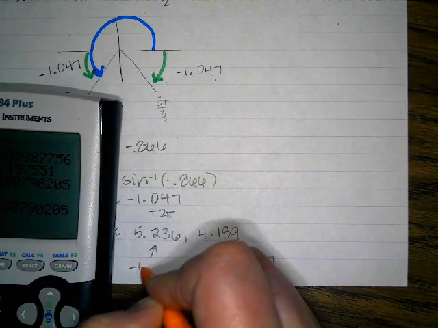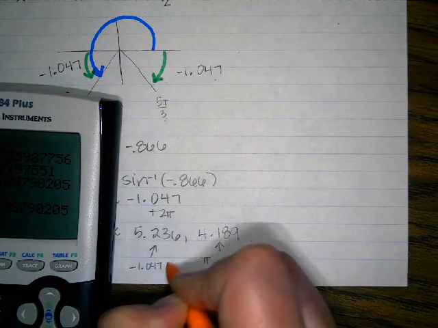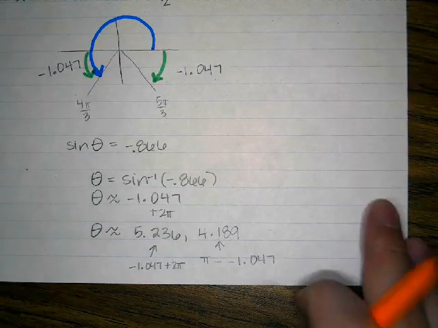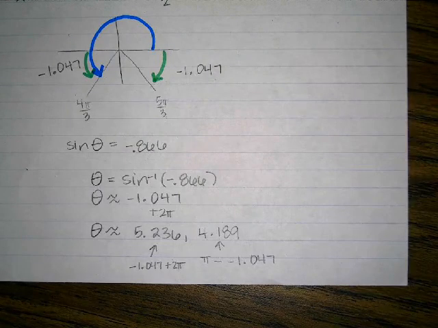Okay. How do your brains feel right now? We feel good? So there's one shortcut for sine. To find the second answer, we do pi minus the first answer. Pi minus the first answer.